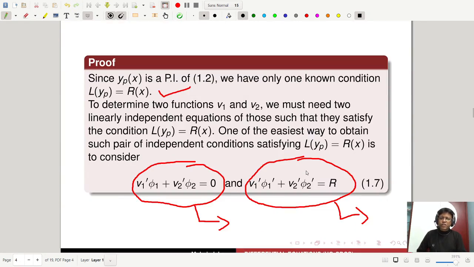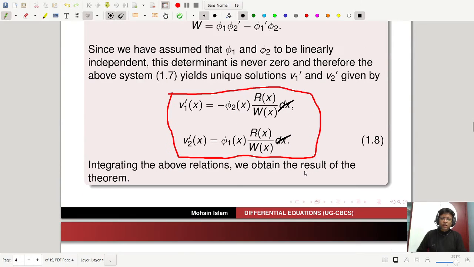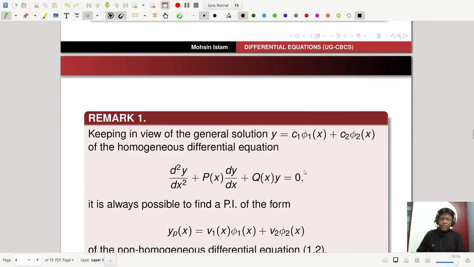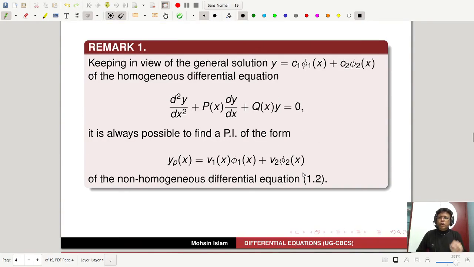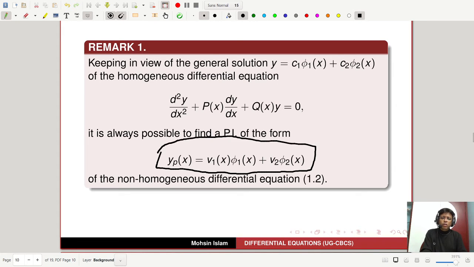Those questions are answered. Now some remarks. Keeping in view the general solution C1 phi 1x plus C2 phi 2x of the homogeneous differential equation, where Rx is 0, it is always possible to find a particular integral of this form. This is remark 1 for the non-homogeneous differential equation: you can always get the particular integral of this form.